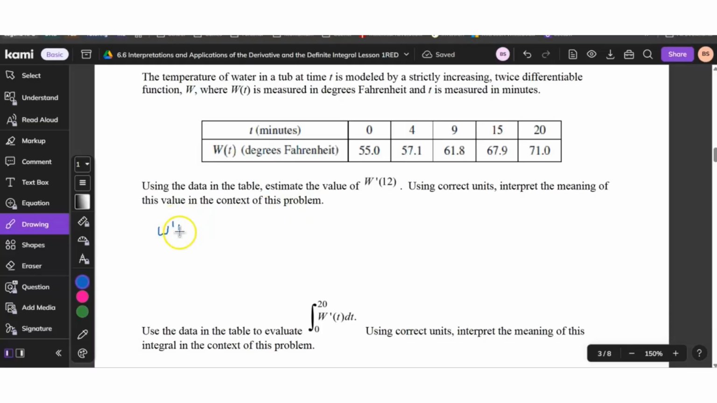So we're going to say that W prime of 12 is approximately W of 15 minus W of 9, sorry, I wrote 20, should be 9, over 15 minus 9. You always do the biggest number first. You don't have to. You just got to keep them the same. If I did 9 minus 15, it would be the same answer. 15 is 67.9. 9 is 61.8. And 15 minus 9 is 6. At that point, I just need to put that in my calculator. Looks like it's going to be roughly 1.